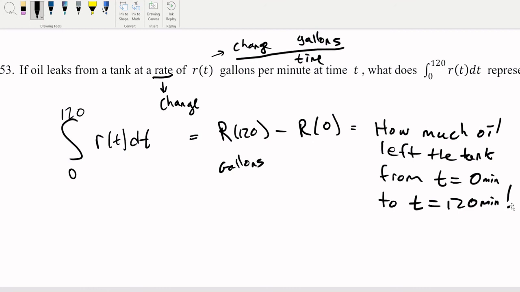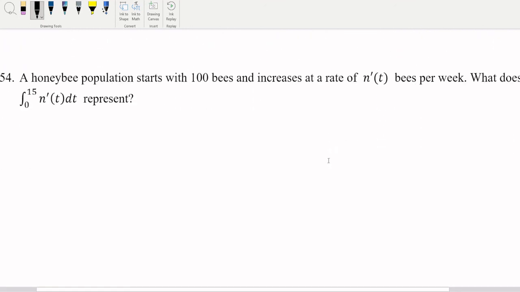If you're integrating a change, all you're doing is just telling me how much over that time period, A to B, 0 to 120, what was the overall change. So let's see if we can apply that to the next one.